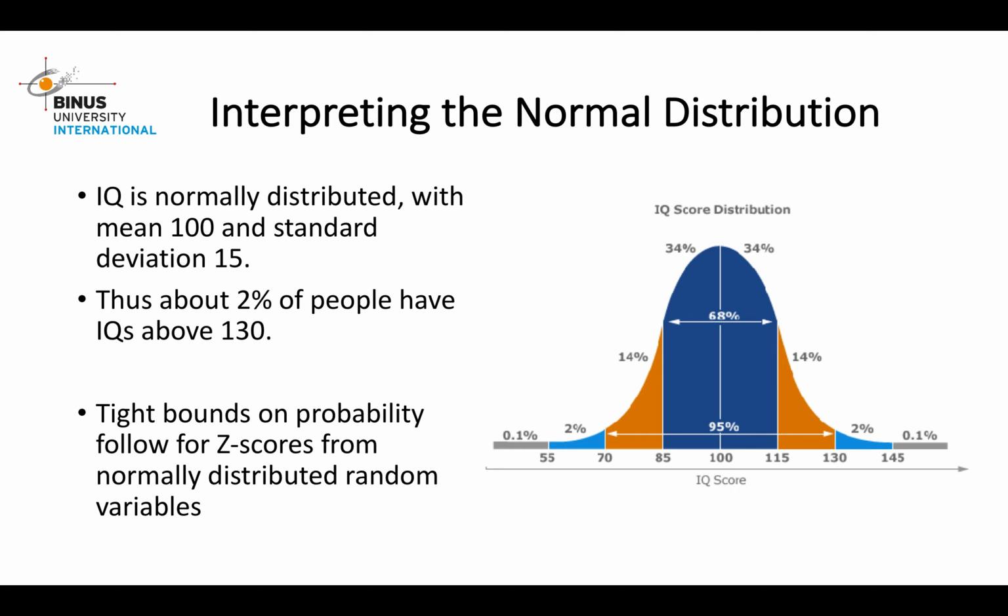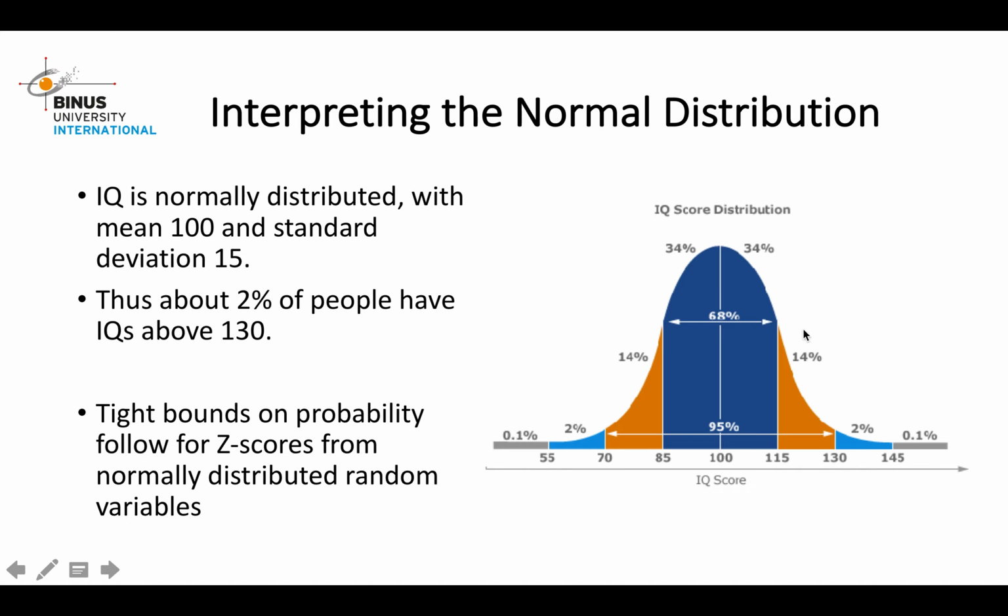How do we interpret the normal distribution? For example, IQ is normally distributed with mean equal to 100 and standard deviation 15. That means about 2% of people have an IQ above 130. So it lies in the blue area here. This is how we read the normal distribution.